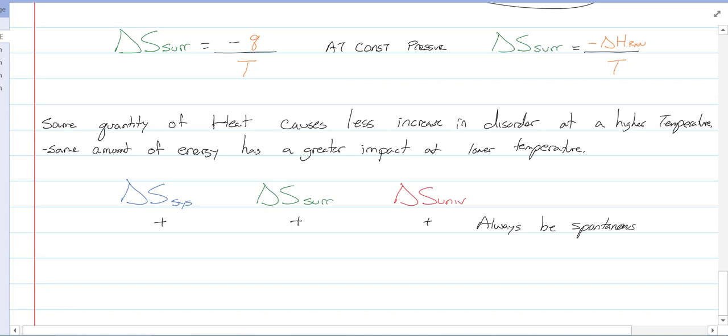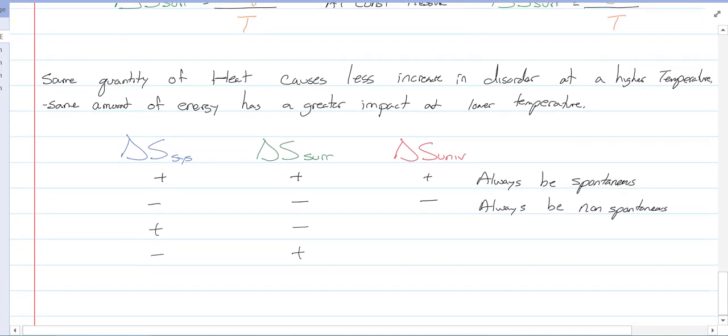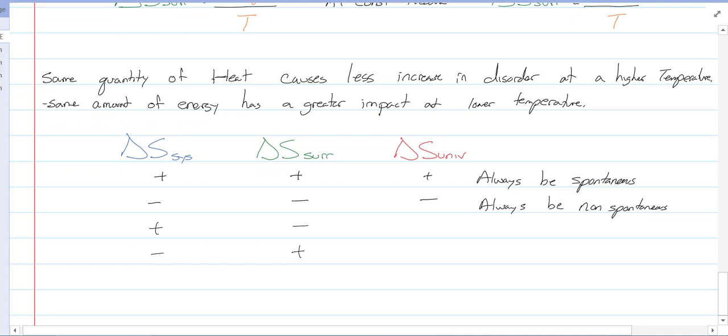If the system's negative and the surroundings is positive, the system's negative, and let's go with the surroundings negative, universe will be negative, it will always be non-spontaneous. The difference happens when they have opposite signs. Plus, minus, minus, plus. Then these two are temperature dependent.